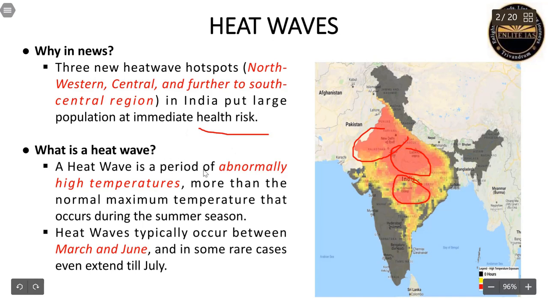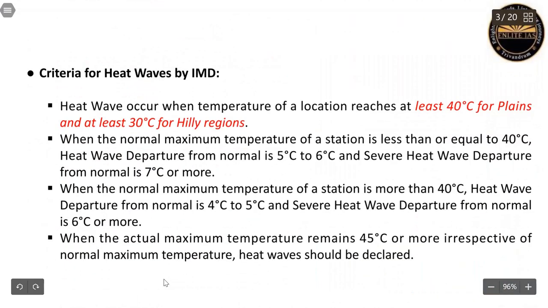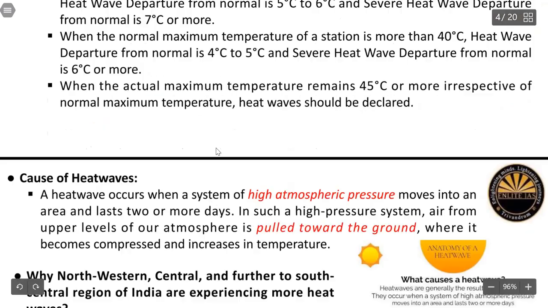So what is a heat wave? It is basically a period of abnormally high temperatures, more than the normal temperatures which occur during the summer season, and they usually last between March to June, and sometimes rarely they may extend up to July also. The criteria for heat waves by IMD is that the temperature must be at least above 40 degrees Celsius for plains and 30 degrees Celsius for the hilly regions.